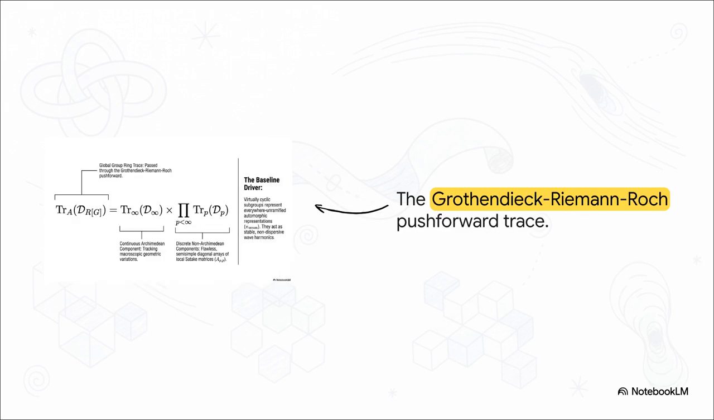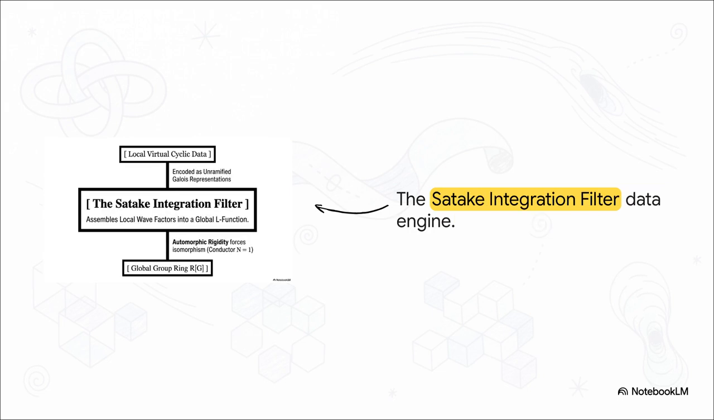To avoid those messy, nonlinear, winding paths we mentioned earlier, this equation splits the global trace into its continuous Archimedean component and its discrete non-Archimedean components. It's a precise factorization over the adele ring, and it's driven entirely by stable, unramified wave harmonics that perfectly represent our cyclic subgroups. Next up is the integration filter, which essentially operates as a data transmission engine across the adele ring. It grabs those pure, unramified local wave factors and meticulously filters them into a global L function.